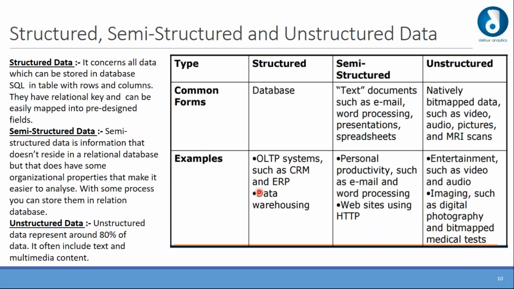A typical example could be any of the CRM or ERP systems that we use. Semi-structured data could be a text-based document, a text-based file. An example could be a word processor file, a text file, or even an email could be a form of semi-structured data. Unstructured data is a format of data such as videos, audio, pictures, MRI scans.